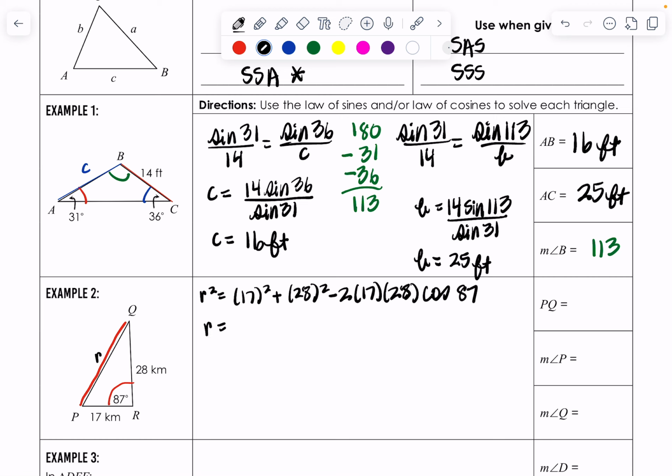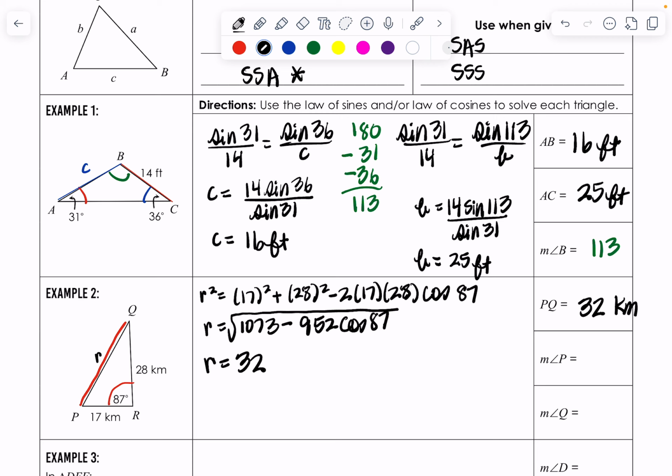So R is equal to the square root of all that. And of course, you're going to plug all this in. Pause the video as you need to be able to plug it in. Make sure you're getting all these right answers. This would be 1,073 minus 952 cosine of 87, and it's the square root of that. Plug all that in, and we get about 32. And this is kilometers, because that's the unit they give us.